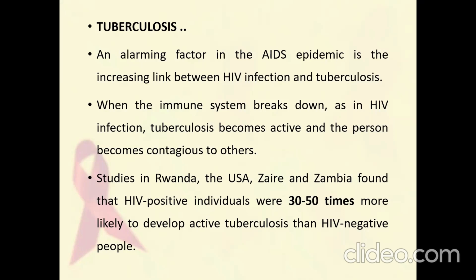So tuberculosis is a very easily acquired opportunistic infection in HIV patients. It is almost 30 to 50 times more than in HIV negative people.